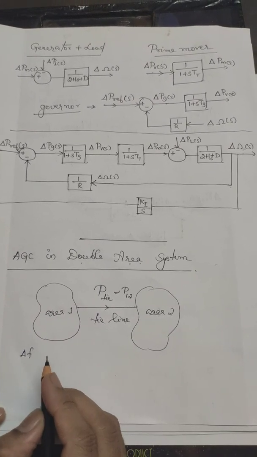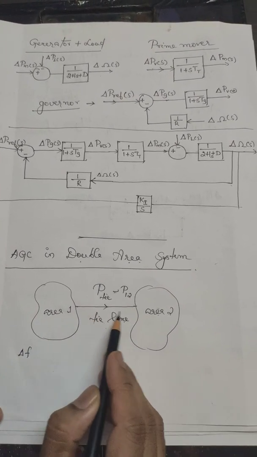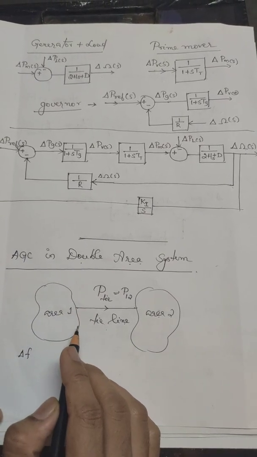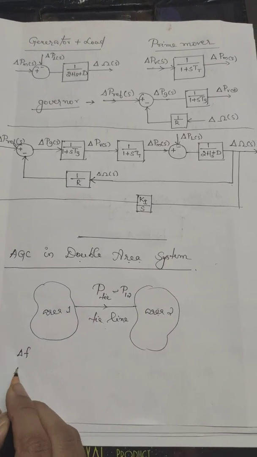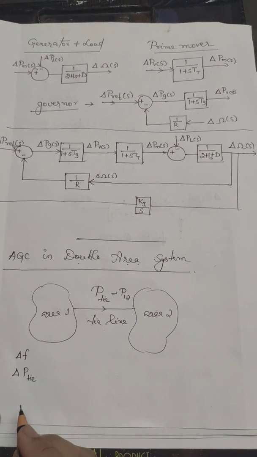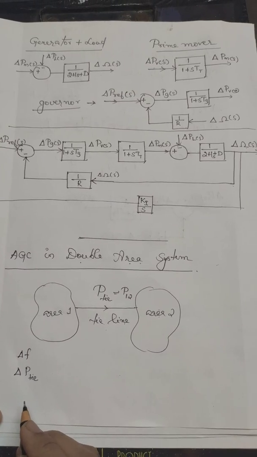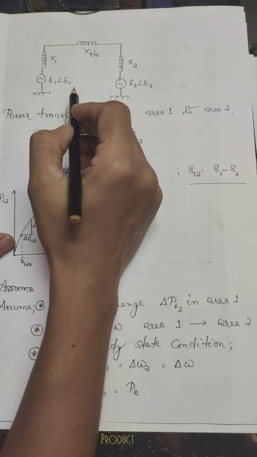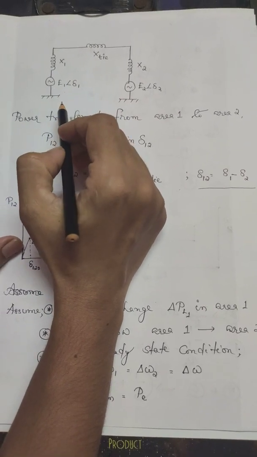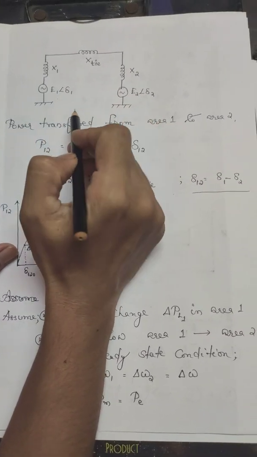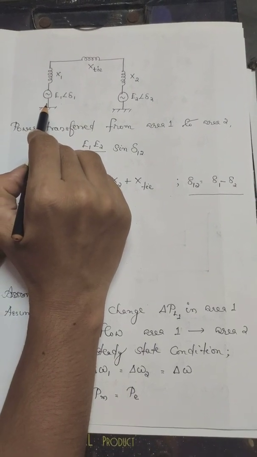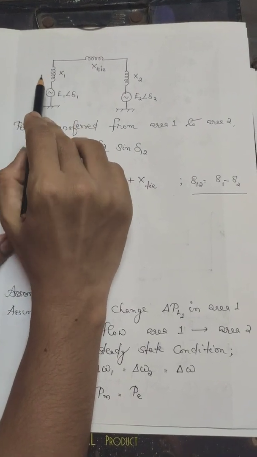In addition to that, in case of a double area system, the AGC has one more function, that is to keep the change in tie line power flow, that is delta P tie, within limits. So a two area system can be drawn by its equivalent circuit like this. Each of the areas can be represented as an equivalent generating unit.